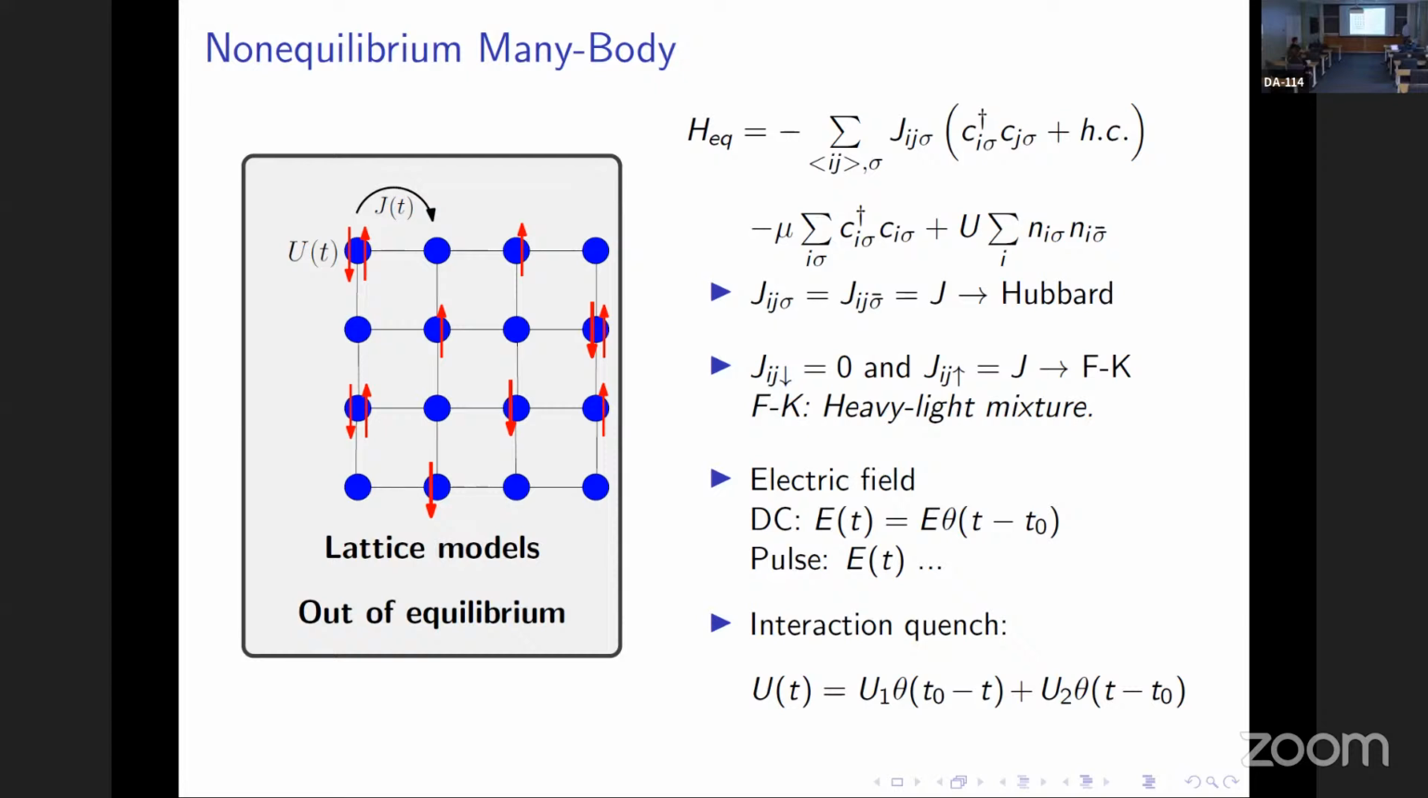And in terms of the non-equilibrium dynamics, we will often be interested in putting on, say, a DC electric field that is switched on at some time t0. Or we can also look at a pulse field, where the electric field has some profile in time. We often also look at interaction quenches, where we start off with some interaction strength U equals U1, and at some time t0 we switch from U1 to U2 in an abrupt manner, and then we ask what's the dynamics of the system following that abrupt change in the interaction strength.